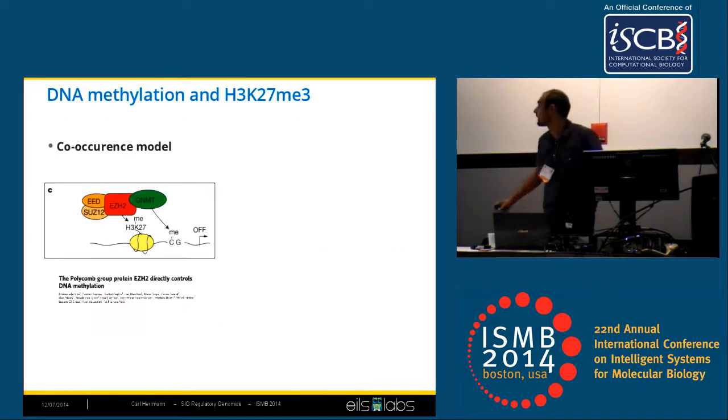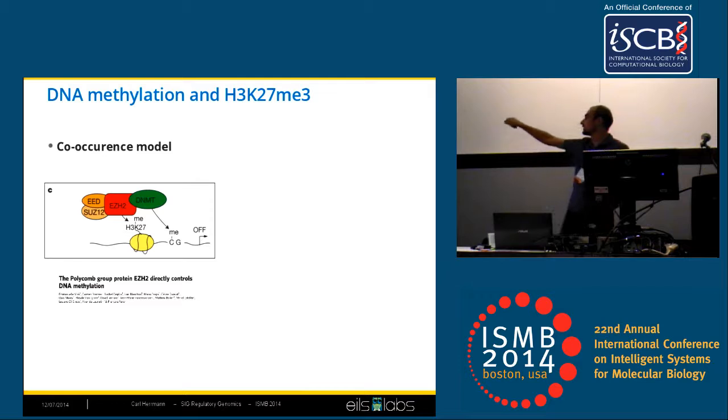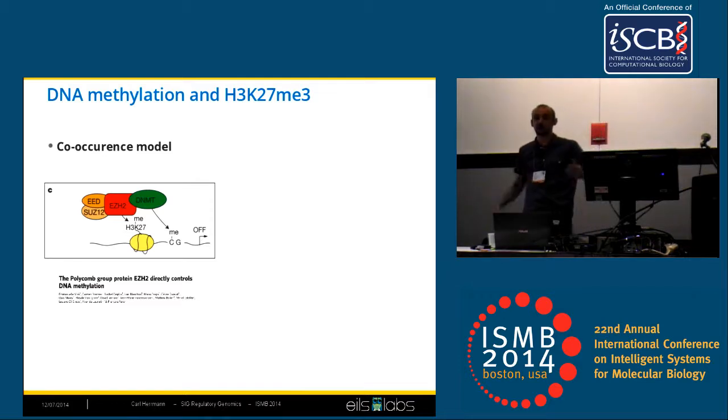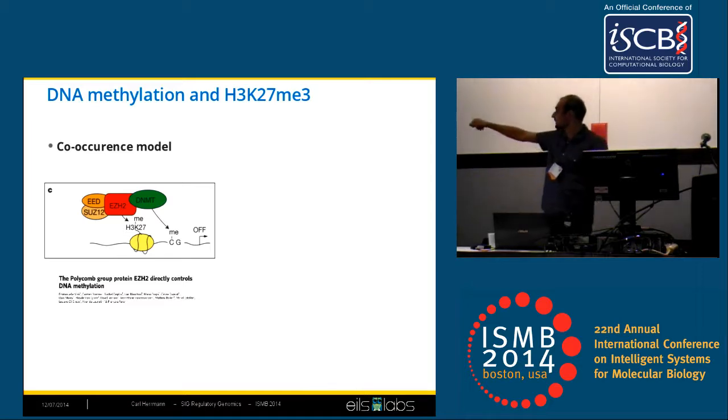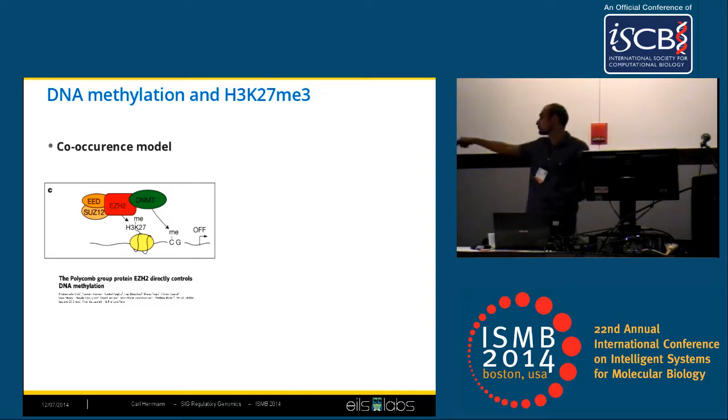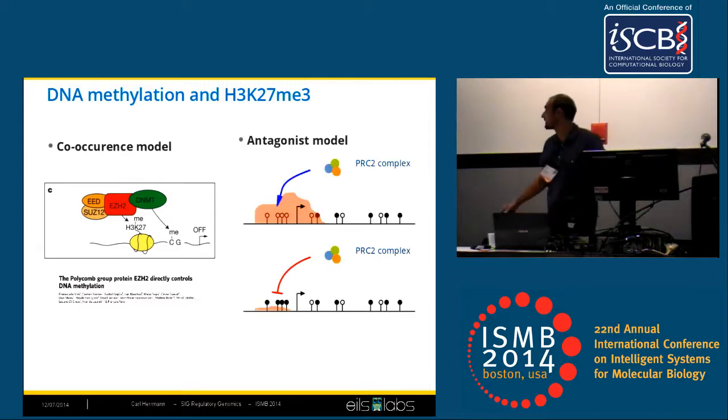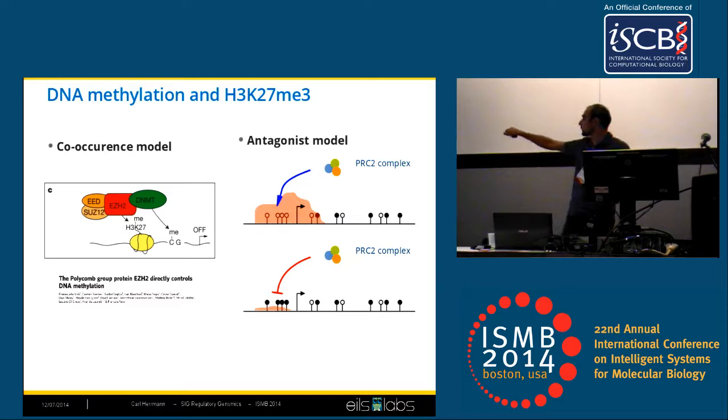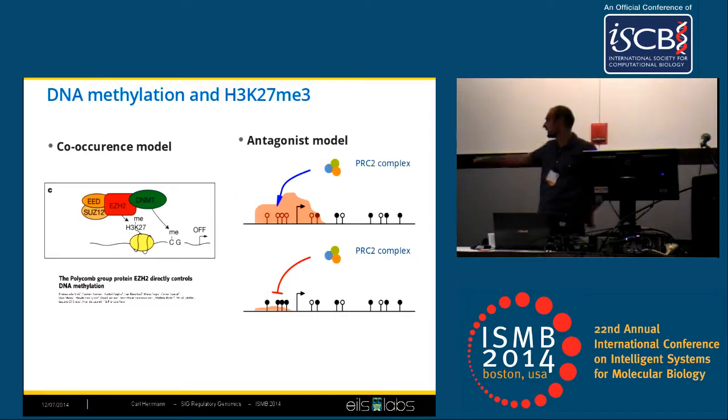And this raises the question of the relation between DNA methylation and K27 trimethylation. And there are different models in the literature. Here's a co-occurrence model where EZH2, which is part of the polycomb complex, recruits the DNA methyltransferases, and so we would have co-occurrence of K27 and DNA methylation. But we favor more an antagonistic model where methylation of the CpG prevents recruitment of the PRC2 complex, and K27 trimethylation is no longer set, and so the genes in this region might now be overexpressed.